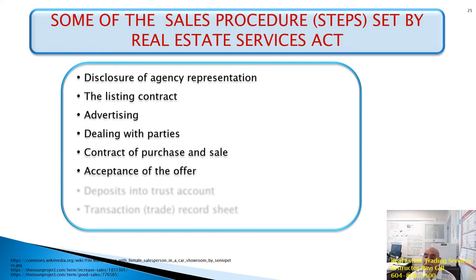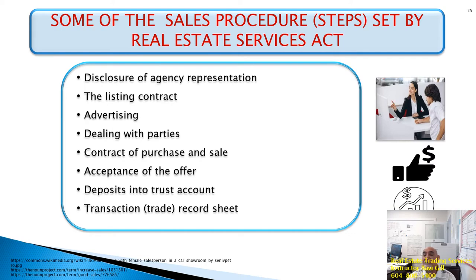then maybe the offer gets accepted, and then you pick up the deposit from the buyer. And then the last step is, once everybody's happy, the deposit is given by the buyer, then you have to fill out a sheet called a transaction or trade record sheet. In that sheet, you provide all the information to your brokerage regarding the deal that you finished up, and then completion will happen through the notaries and lawyers.